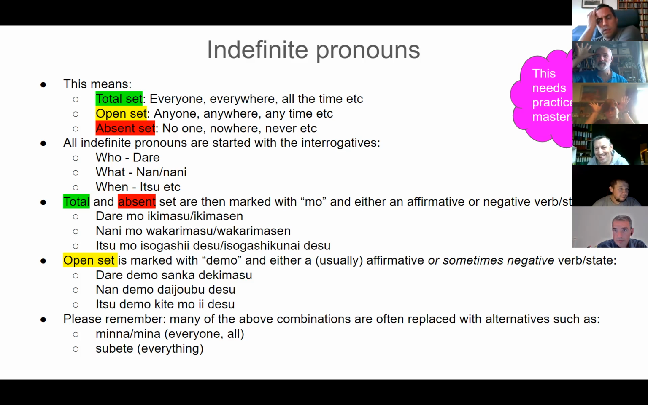Can I ask a question? Isn't there another class of indefinite pronouns for someone, something, somewhere, like nanika, dareka, and all that? Exactly. Just by taking the interrogatives and putting ka at the end, it creates that someone, somewhere, sometime. So it's another class that can be used just like this one.